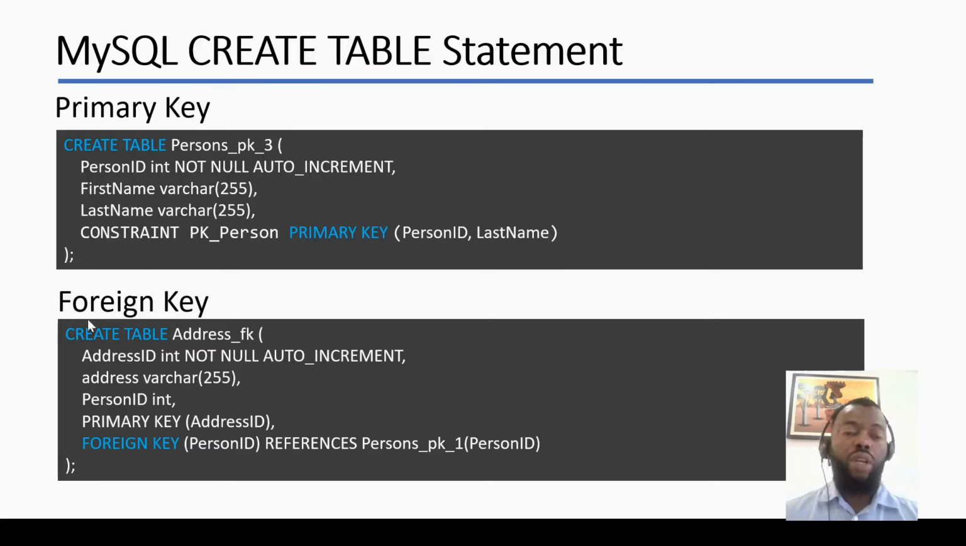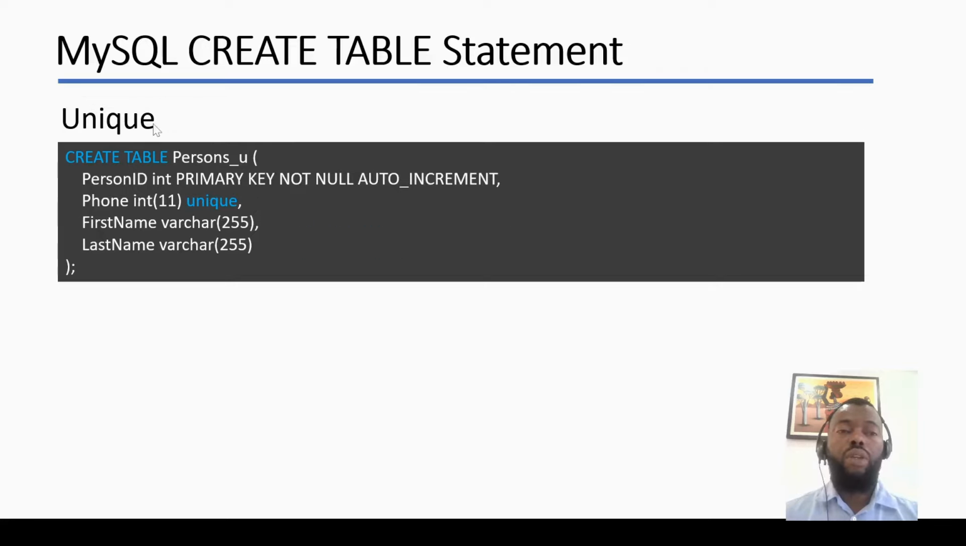So also we have a way to create a foreign key. When we define the columns, we define which column will be the foreign key. In this case it is person ID, and also the reference. The reference will be the person key, person ID. We can also use the unique function for columns that need unique values. For example, phone number: if the phone number belongs to one person, it cannot belong to another person, so the values here will be unique.